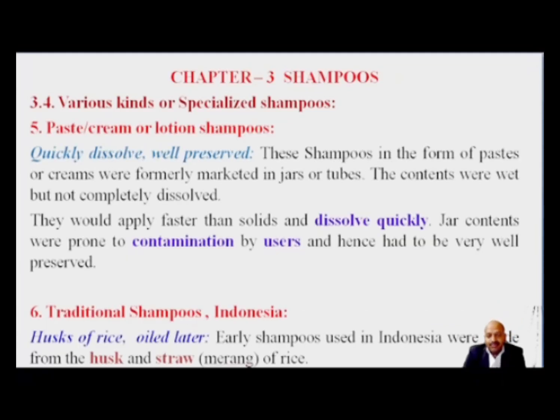Now the fifth kind of shampoo is paste, cream or lotion shampoos. The main purpose of these shampoos is to dissolve quickly, and they should be well preserved. These types of shampoos dissolve in water very quickly because they are lotion-like, containing more liquid in nature. These shampoos in the form of pastes or creams were formerly marketed in jars or tubes. The contents were wet but not completely dissolved. They would apply faster than solids and dissolve quickly. Jar contents were prone to contamination by users and hence had to be very well preserved.